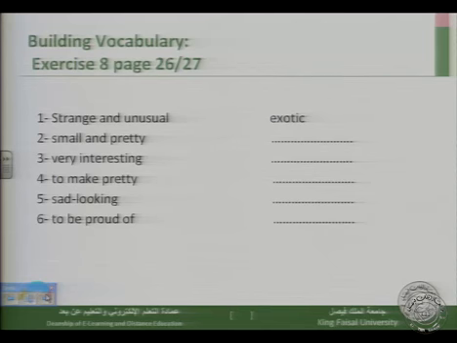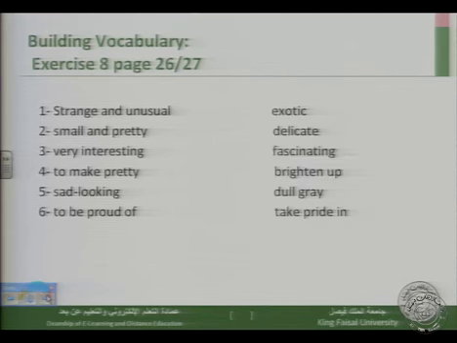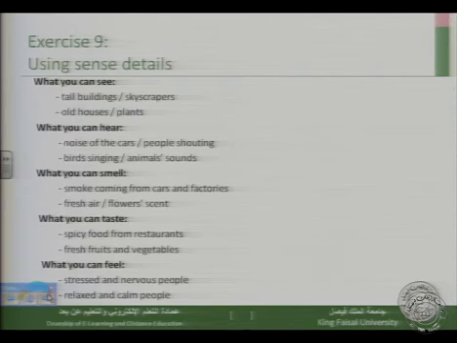Those are new words that may help you describe well the place where you live. Now, number 1, strange and unusual, it's exotic. Number 2, small and pretty, delicate. Number 3, very interesting, fascinating. Number 4, to make pretty, brighten up. Number 5, sad looking, dull grey. Number 6, to be proud of, take pride in. Good. We move now to the next slide.